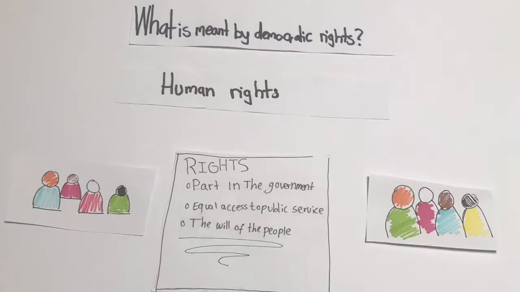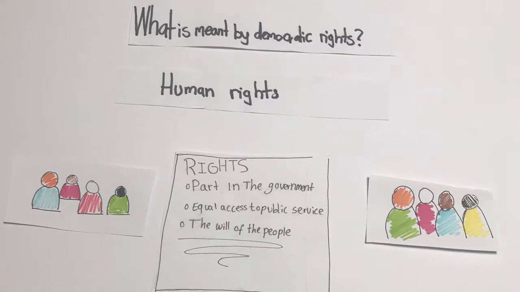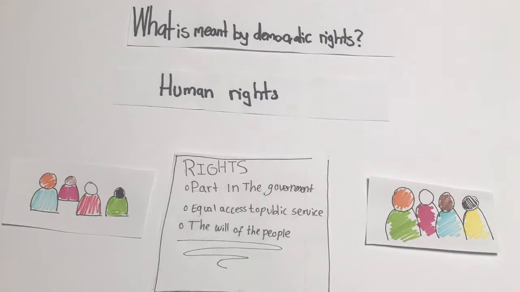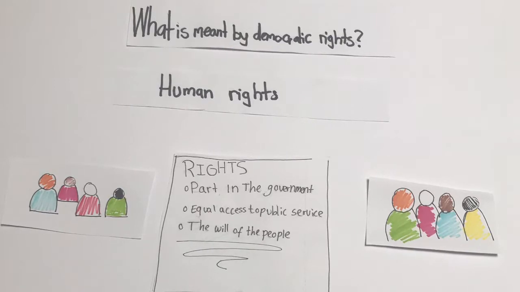What is meant by democratic rights? There are three democratic rights. Number one, everyone has the right to take part in the government of his country. Number two, everyone has the right to equal access to public service in his country. Number three, the will of the people shall be the basis of the authority of the government.